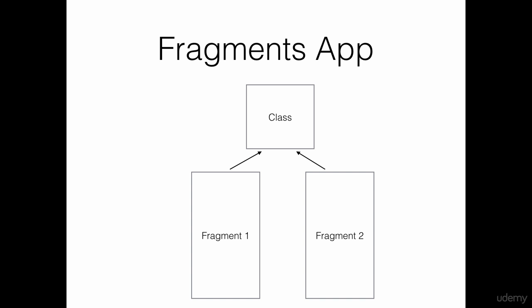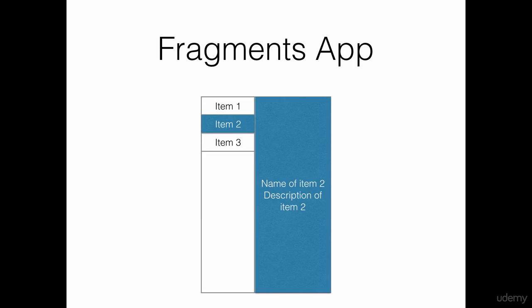So we will have a certain kind of class from which both the fragments are going to get their data. Now let's take a look at how the app is going to look and how it's going to perform. As you can see, we have the activity over here. On the left hand side, we are going to have three items. Whenever you select the first item, the second fragment, which is displayed in blue color, is going to display the name and description of item number 1. If you select item number 2, then the right hand side fragment is going to show the name and description of item number 2, and the same is the case for item number 3.